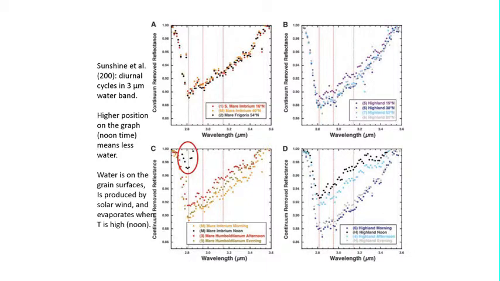Here's the morning. Here's noon. So that's less water, because down is more water, deeper absorption. And then in the afternoon, water begins to reappear, and then you come back to evening, and the water has reappeared. There's a controversy with that, and whether thermal emission contamination is decreasing the apparent depth.